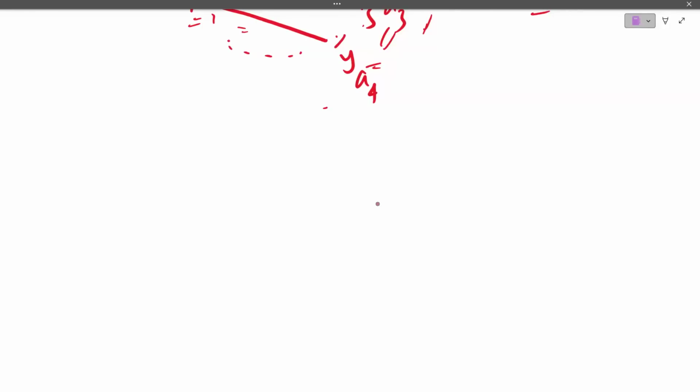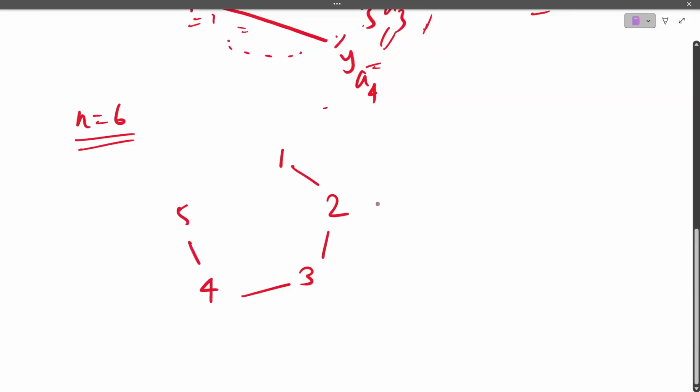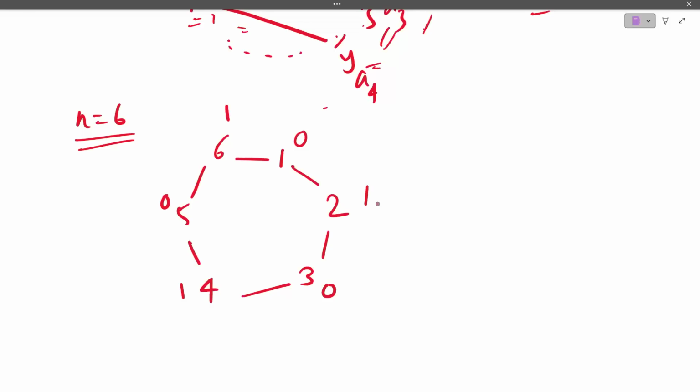So, suppose the xy edge is not present, and suppose n is 6. Let us look at this case: 1, 2, 3, 4, 5, and 6. Here we have a cycle. We need to assign an integer to every node such that its value is the mex of its neighbors, right? With some quick observations, you will realize that one easy labeling which works is simply 0 1 0 1 0 1. You just repeat, giving every node an alternate color.